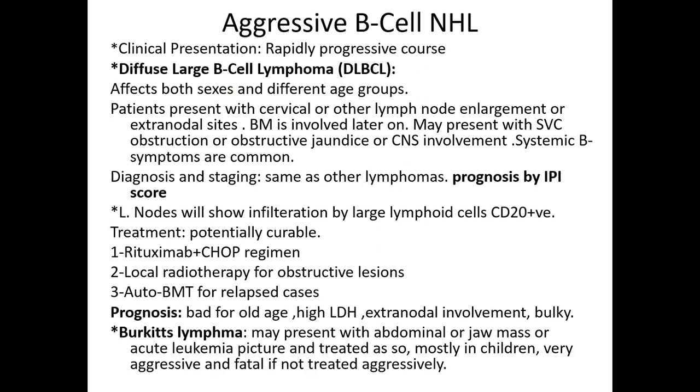The other subtype is Burkitt lymphoma. Burkitt lymphoma is a very aggressive B-cell lymphoma. It can present in children with abdominal or jaw mass, or it may present an acute leukemia-like picture. It is treated aggressively with multi-agent chemotherapy, and a cure is possible if the patient tolerates the treatment. But sometimes the patient may die quickly because of the complications of the aggressive disease.